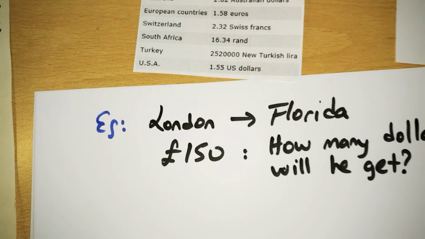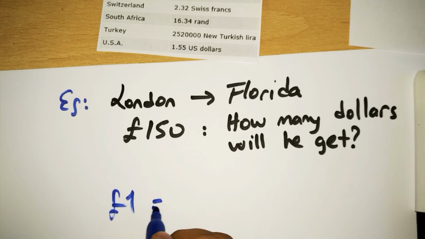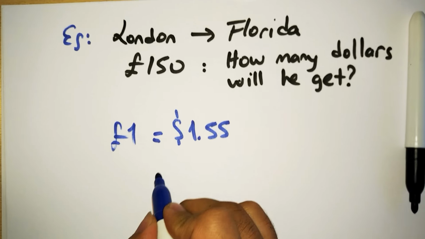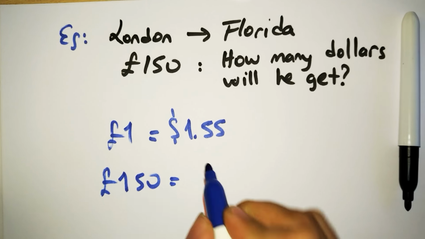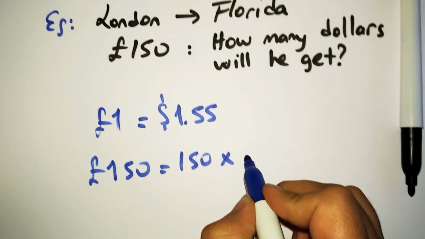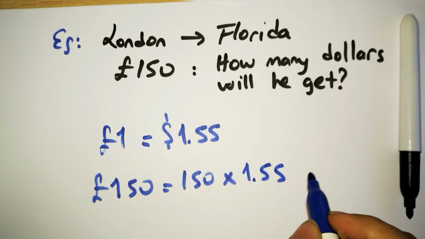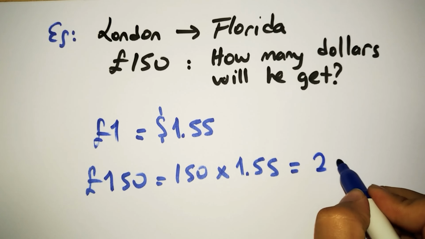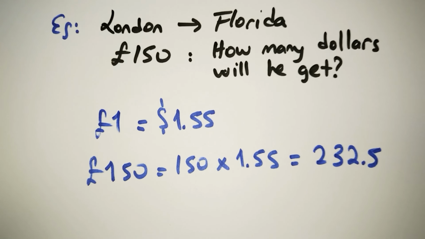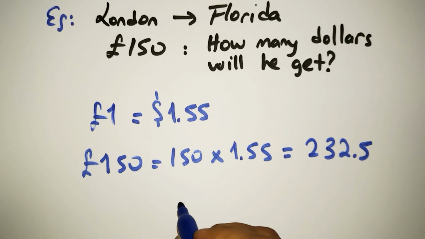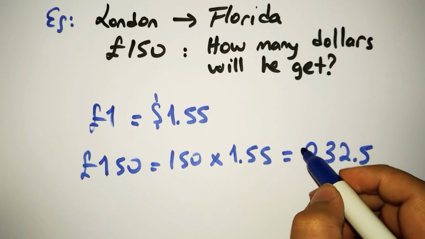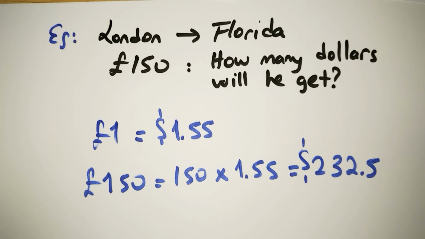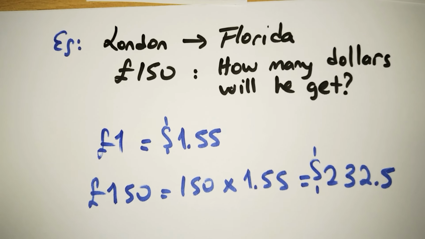So I know £1 equals $1.55. So in that case, £150 should be 150 times the exchange rate, which is 1.55. The answer then should be around 232.5. So Tim gets $232.5 when he saves £150.